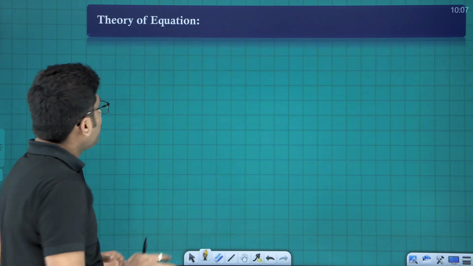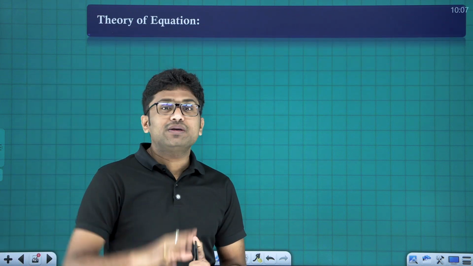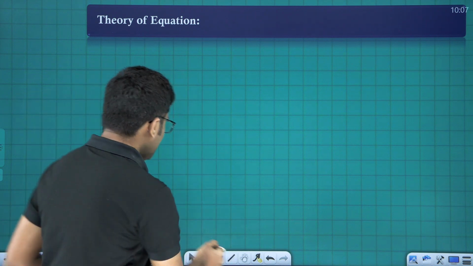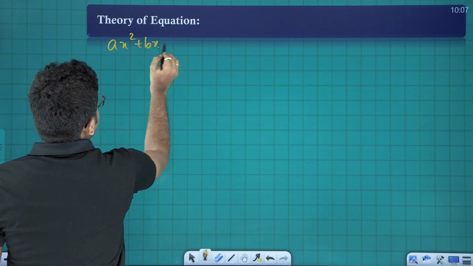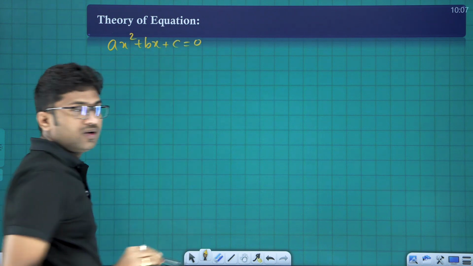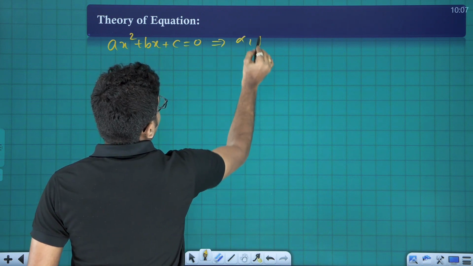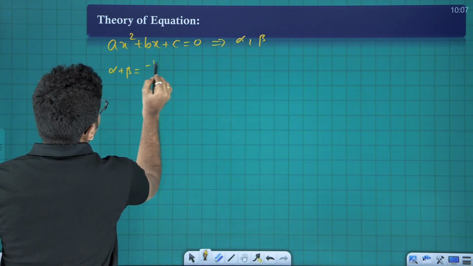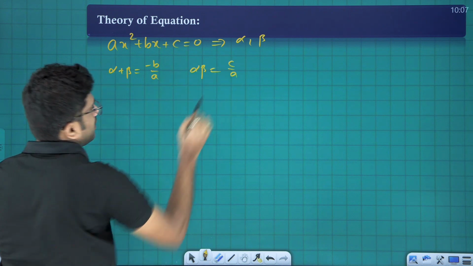Next, we have theory of equations. Now coming to theory of equations, this is nothing but generalizing all the equations at a glance. See friends, for the quadratic equation ax square plus bx plus c is equal to 0, if the roots are alpha, beta, then the sum of the roots, alpha plus beta, is minus b by a. The product of the roots is equal to c by a.